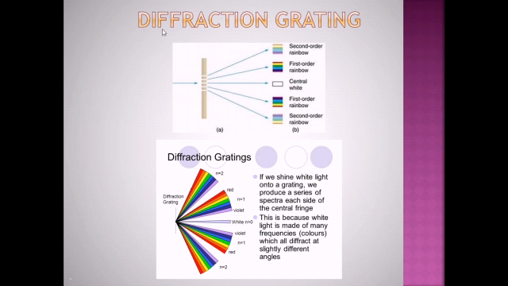Diffraction grating. Again, after passing through different slits, we get a central maxima of white color and first order maxima on both sides of it, then second order maxima, and you can see that this kind of dispersion of white light into 7 colors takes place: violet, indigo, blue, green, yellow, orange and red. If we shine white light onto a grating, we produce a series of spectra on each side of the central fringe. This is because white light is made of many frequencies which all diffract at slightly different angles.